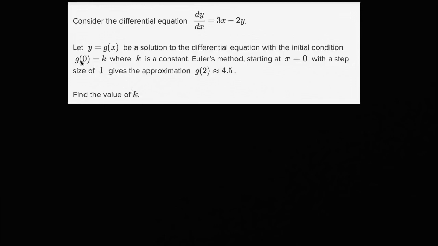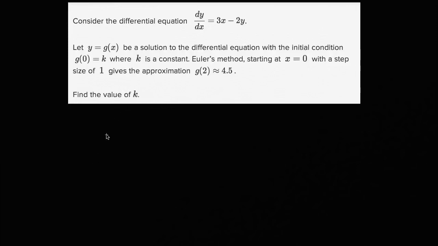So once again, this is saying, hey, look, we're going to start with this initial condition. When x is equal to 0, y is equal to k. We're going to use Euler's method with a step size of 1. So we're essentially going to step once from 0 to 1, and then again from 1 to 2. And then that approximation is going to give us 4.5. And so given that we started at k, we should be able to figure out what k was to get us to g of 2 being approximated as 4.5. So with that, I encourage you to pause the video and try to figure this out on your own. I am assuming you have tried to figure this out on your own. Now we can do it together.